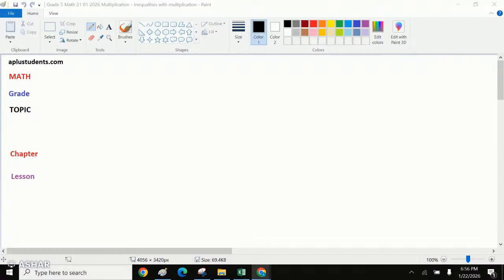To the class. The first thing you need to do is go to aplusstudents.com. Okay, let's go to the website, aplusstudents.com. The next thing you need to do is connect to maths. And this is a grade 5 lesson. Okay, the topic for today is multiplication.